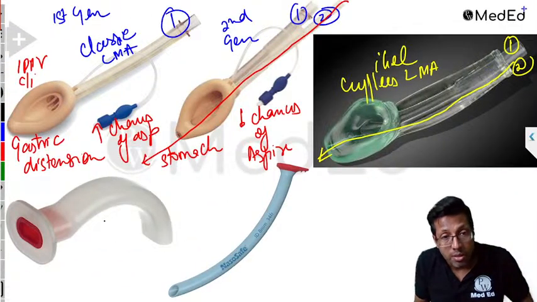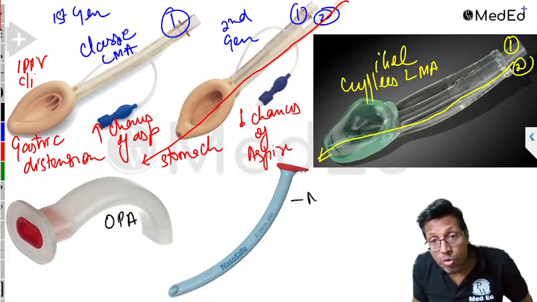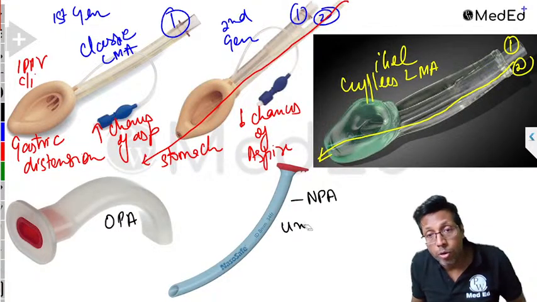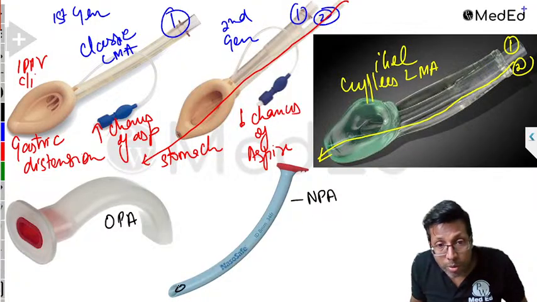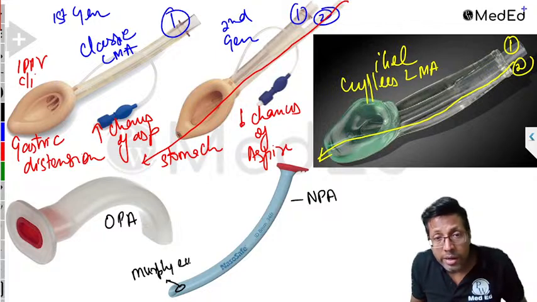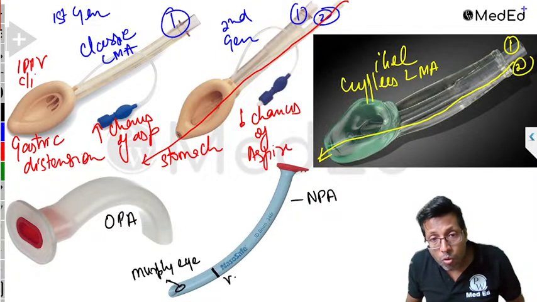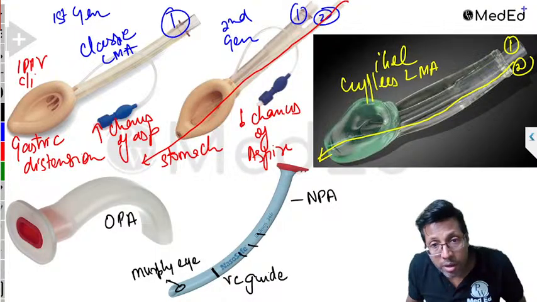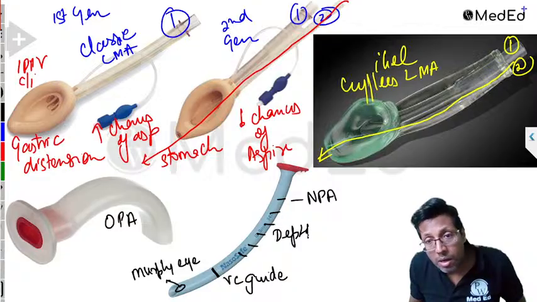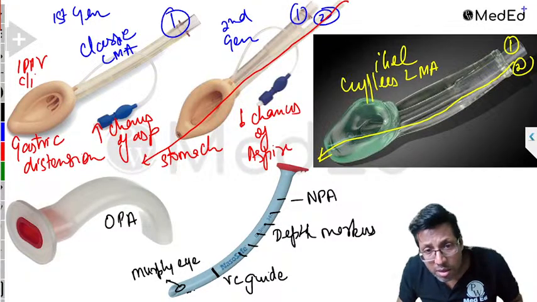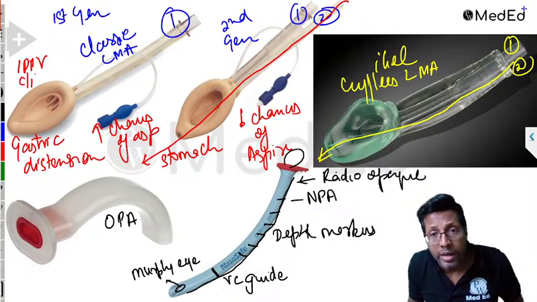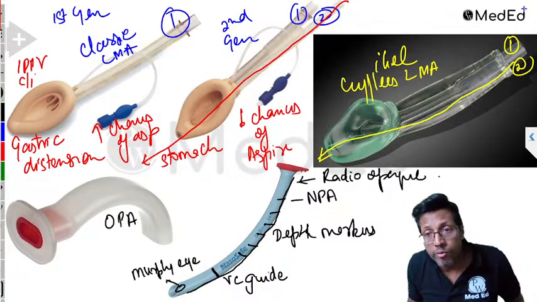The next devices that you see are the oropharyngeal airway and the nasopharyngeal airway. This was asked last year in NEET PG. A lot of people confused it with an uncuffed endotracheal tube. It is not. An endotracheal tube has a Murphy's eye, an additional port for ventilation. It has a vocal cord guide, which tells you where to place it on the vocal cord. It also has depth markers, the numbers written on it, which tell you where exactly to place it at the lip. And there is a radio-opaque line on the back, which is seen on X-ray. A nasopharyngeal airway has no blue radio-opaque line, and at the end you are not even going to get a connector. So it is not an uncuffed tube. This is a nasopharyngeal airway.